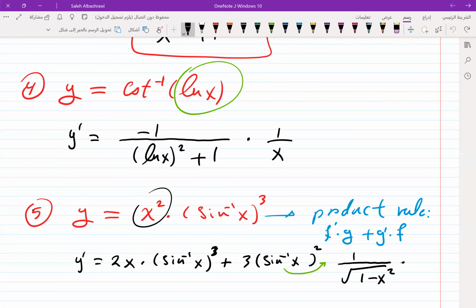Don't forget I have to multiply by f. F is the first function, which is x squared. So this is the derivative. Y prime equal to 2x multiplied by sine inverse x to the power 3 plus 3 times sine inverse x all to the power 2 multiplied by 1 divided by square root of 1 minus x squared multiplied by x squared. This x squared is the first function. F prime g plus g prime f.